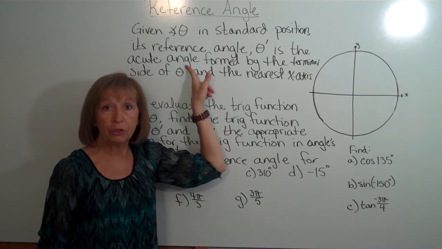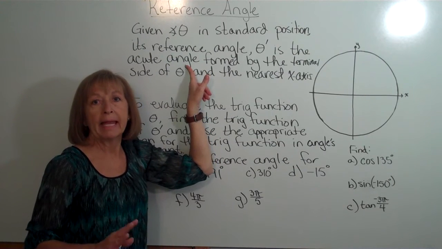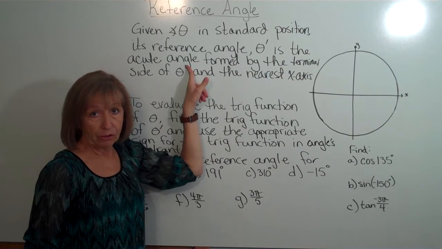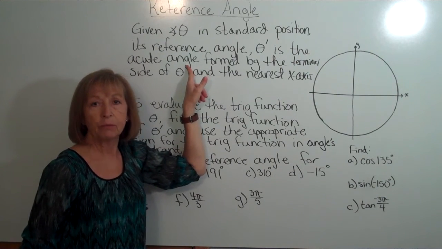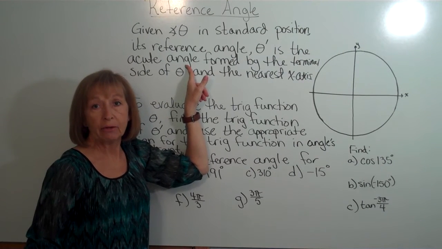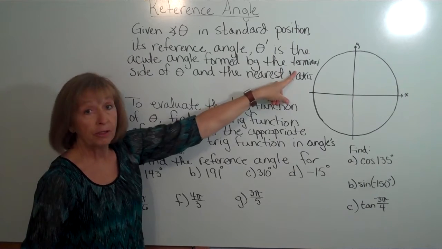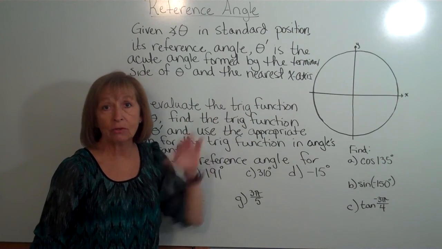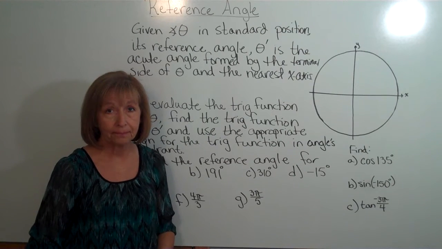So remember, acute angles are measures of angles that are between 0 and 90 degrees for degree measurements. If you're looking for angle measurements in radians, it would be an angle between 0 and pi over 2, formed by the terminal side of theta and the nearest x-axis. So it's very important that you always go to the nearest x-axis with this.